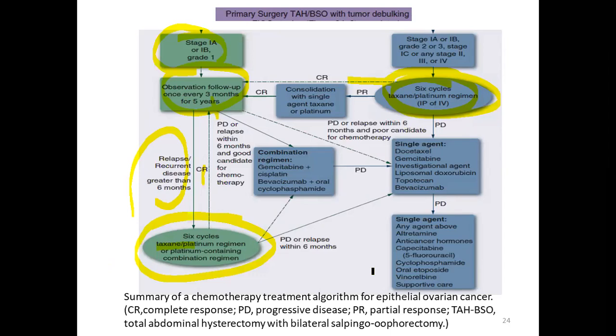Then in stage 2 and above, do surgery first, then give chemotherapy with taxane, and then assess the response. If the response is partial, you consider consolidation. If the response is complete, you just monitor them. But if there is a progression within 6 months, you give single-agent therapy. If there's a relapse after 6 months, you consider a taxane plus platinum regimen. So this is how we're managing what?